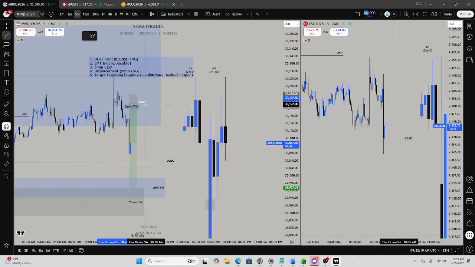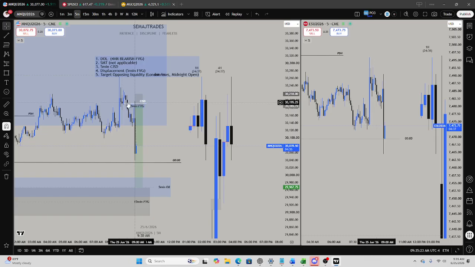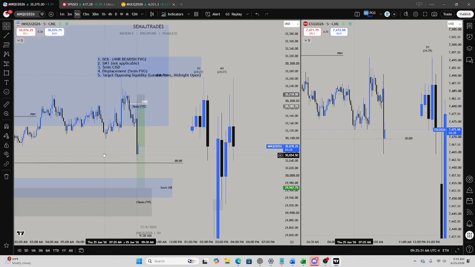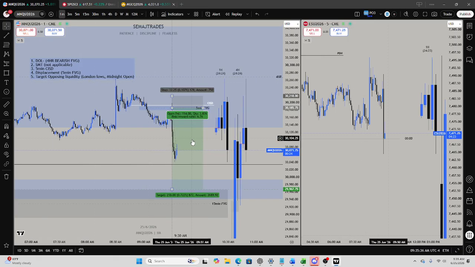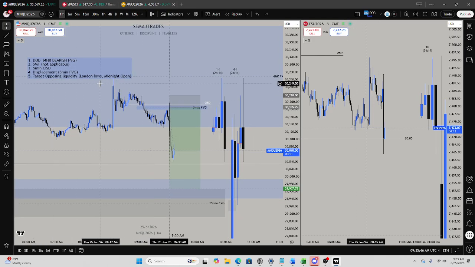Our 5-minute CISD was right here. 930 even gave that retap of that CISD, as you can see, right? We broke that CISD, came down, tapped back on the 5-minute fair value gap and the CISD, right? That fourth step, displacement, right? We displaced through this 5-minute fair value gap, came back up and retested it. And then that fifth step is just making sure you know what your target is, opposing liquidity.